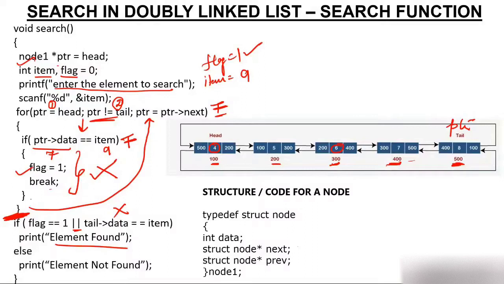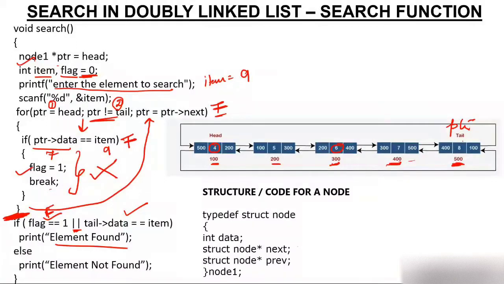I check, is flag equal to 1? No, flag is not 1. Why? Because I have never entered this block. Since I have never entered this block at any time, the value of flag remains 0. So is flag equal to 1? This condition is false. So if this condition is false, now I will check the second condition, because what does the OR gate say? The OR gate says if one leg is false, check the second leg.